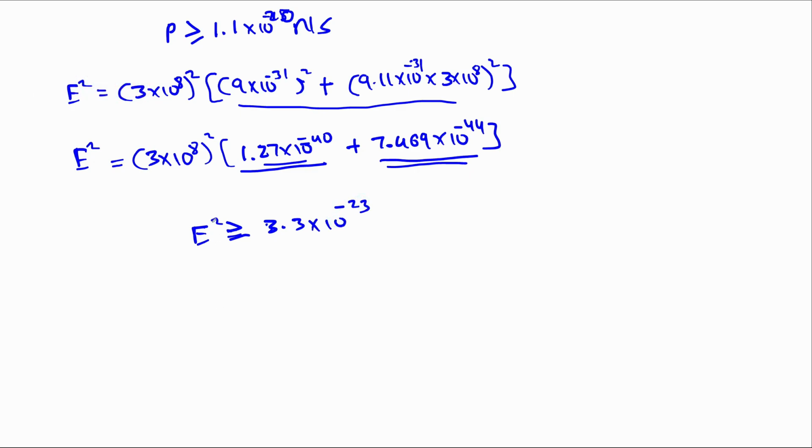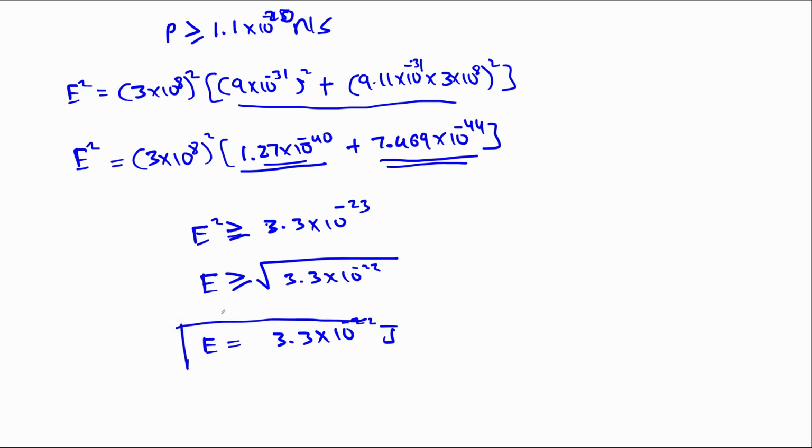To remove the square, E is equal to the square root of 3.3 into 10 to the power minus 23. Once we remove the square root, E is equal to 3.3 into 10 to the power minus 22 joules. The energy we calculated here is in joules. Now we need to convert it into mega electron volts.